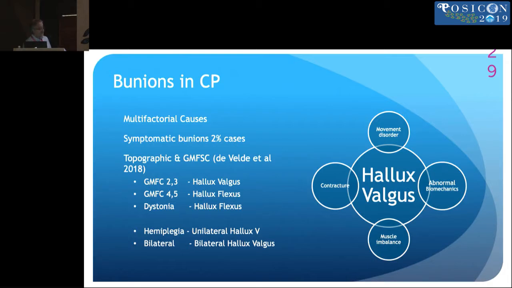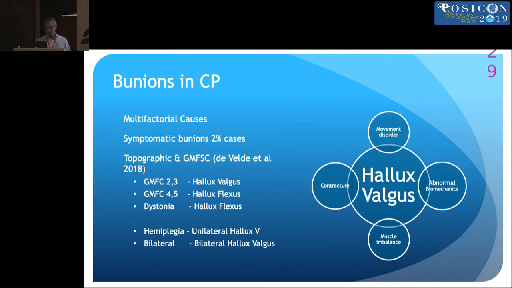Now, symptomatic bunions are seen in about 2% of the cases as per literature. Topographically, it's very significant and gross motor is significant. So high-level ambulators will get hallux valgus, low-level ambulators will get a flexus. Dystonia will get a flexus. Hemiplegia will get a unilateral hallux valgus, and bilateral cases usually have bilateral hallux valgus. So it depends on what kind of CP you have in order to get the kind of deformity you get in the forefoot.